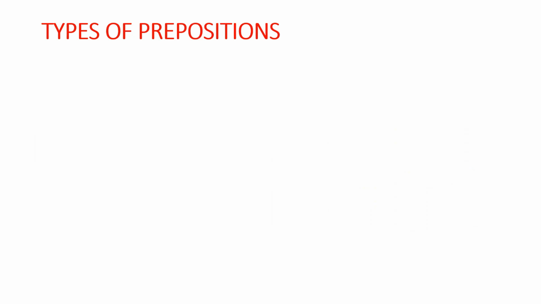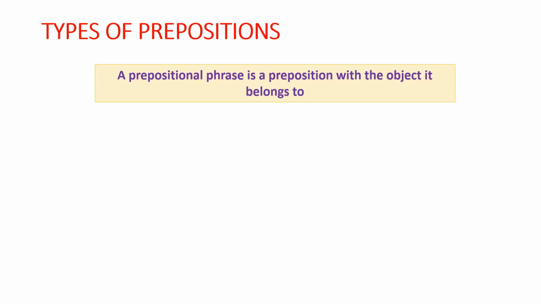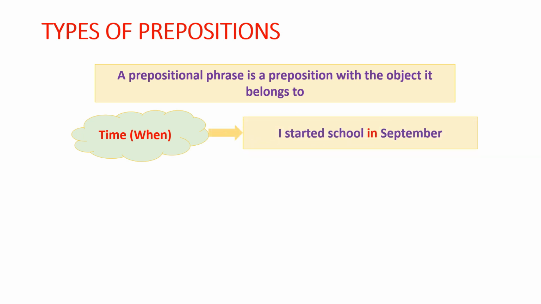Now, what types of prepositions do we have? We have time prepositions. This tells us when something is happening. And the example is: I started school in September. So here, in tells us when. So this is called a time preposition.